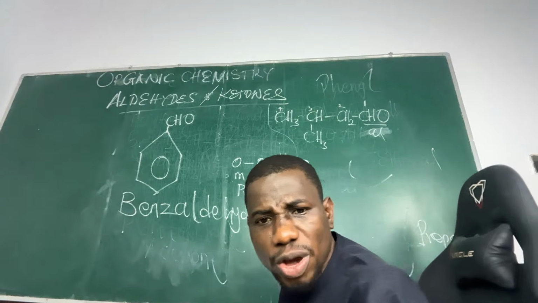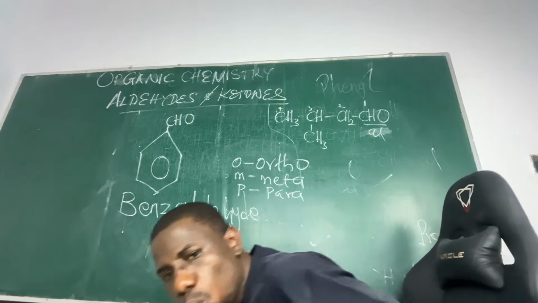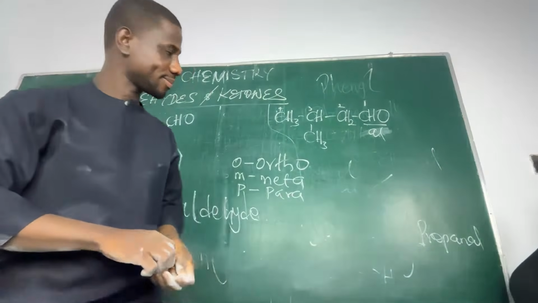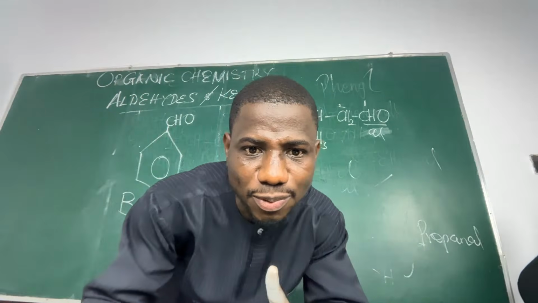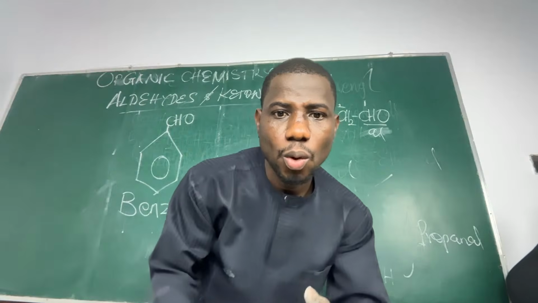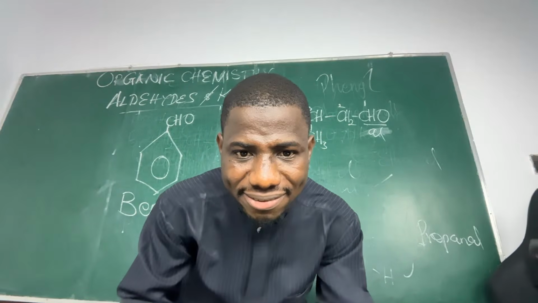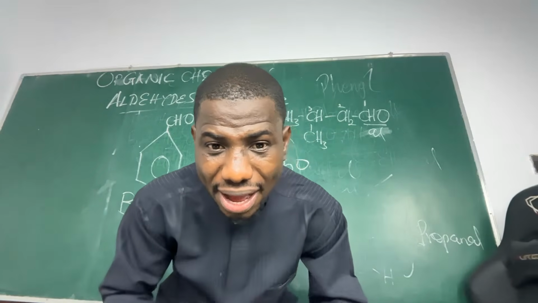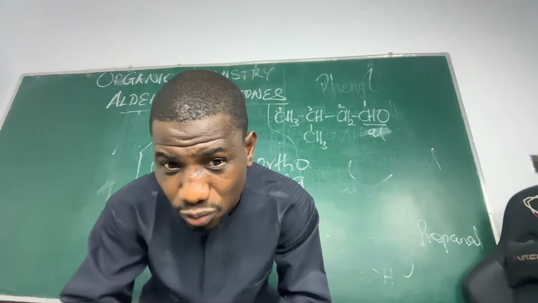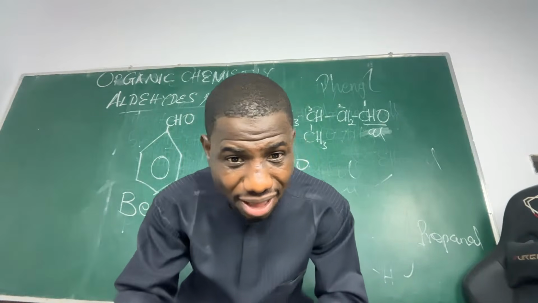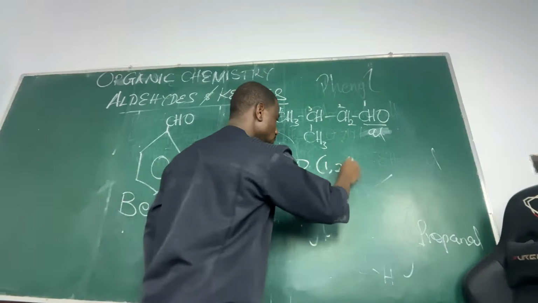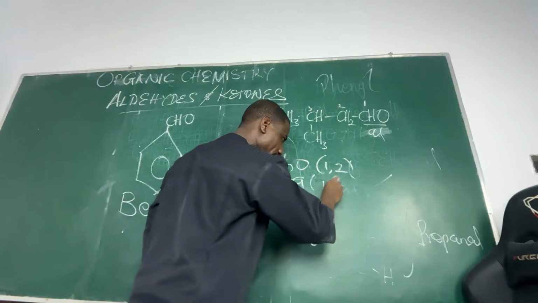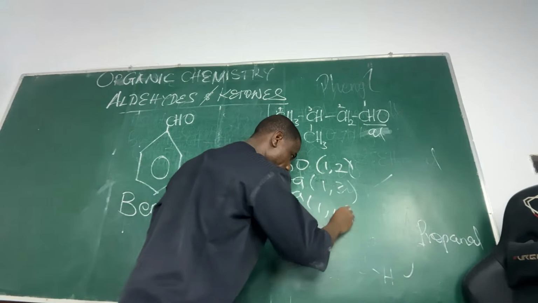So when are you going to say that they are in ortho, meta, or para? Once the one is at position 1 and the other is at position 2, we call it ortho. When it's position 1 and 3, meta. 1 and 4, para. 1 and 2, ortho. 1 and 3, meta. 1 and 4, para.